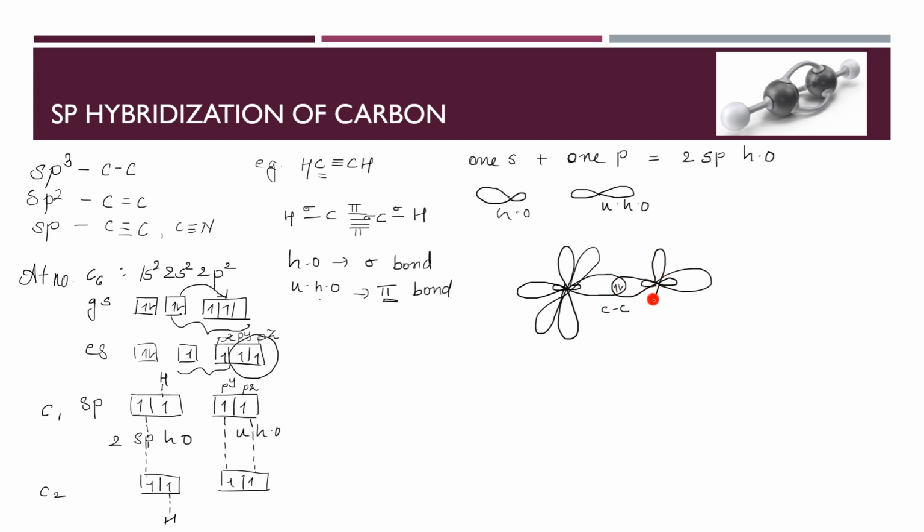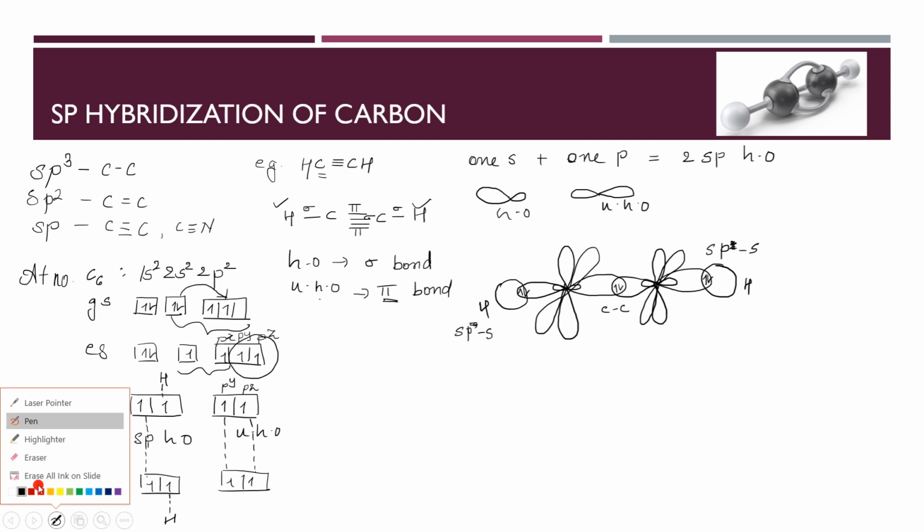And this is your unhybridized orbital, show the same sized loop. Now you can see each carbon is forming a bond with hydrogen. What is the shape of H? Spherical. Each one shares electrons, so a pair of electrons. So this is your H, right? So this is your sp-s sigma bond. Yes or no? Sorry, not sp2, sp-s sigma bond. Now, what you have to show is the overlapping.